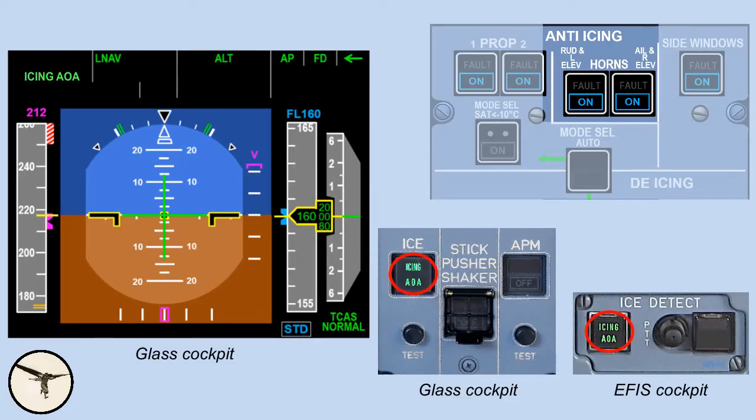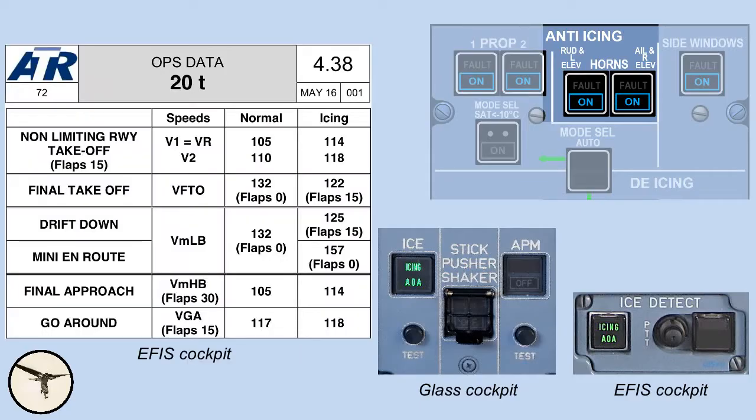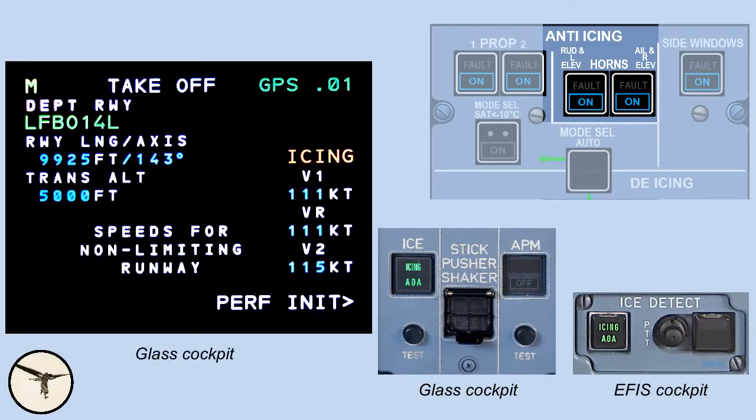On the 600, there's also a green icing AOA label on the FMA. The green icing AOA light indicates that the stall warning system is in icing mode, and the angle of attack threshold for stick shaker and stick pusher is reduced. To compensate for this, minimum safe speeds must be increased. When you fly with an AFIS cockpit, you find icing speeds in the Quick Reference Handbook, the QRH. When you fly with a glass cockpit, the FMS automatically increases the speeds.